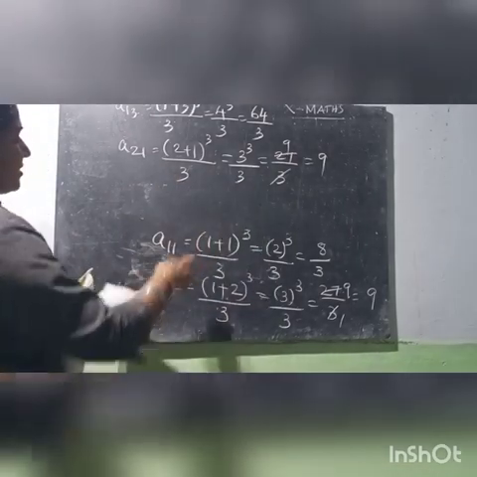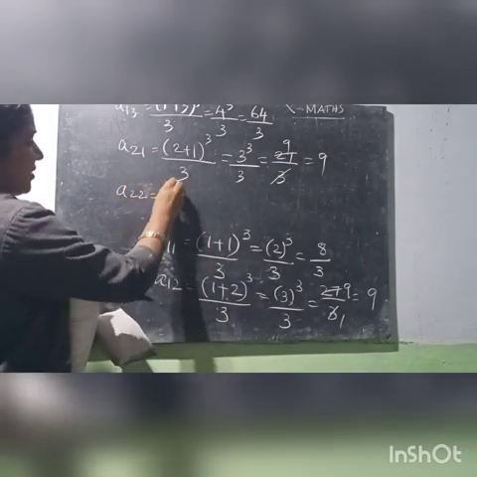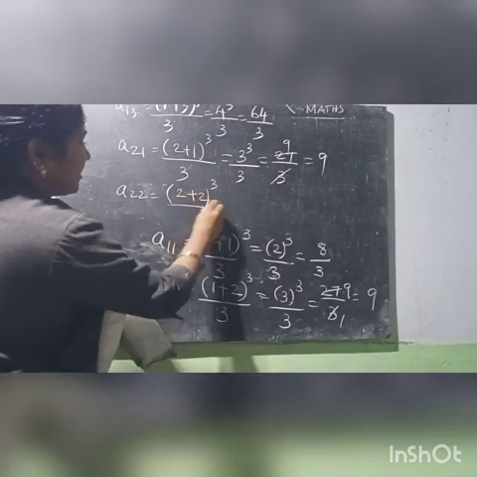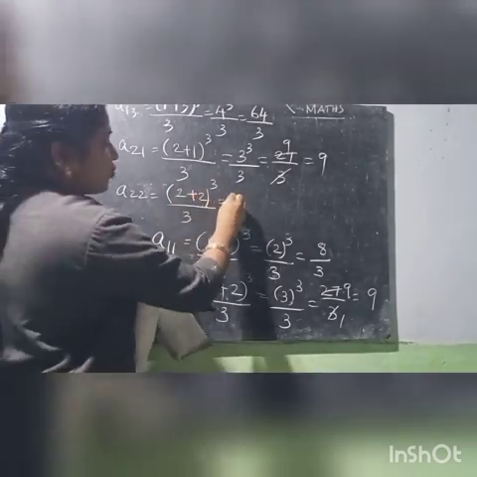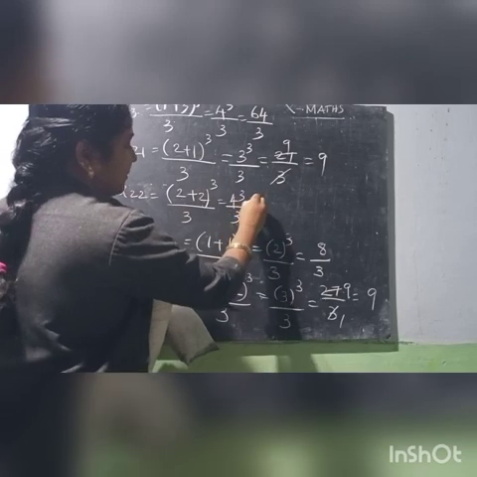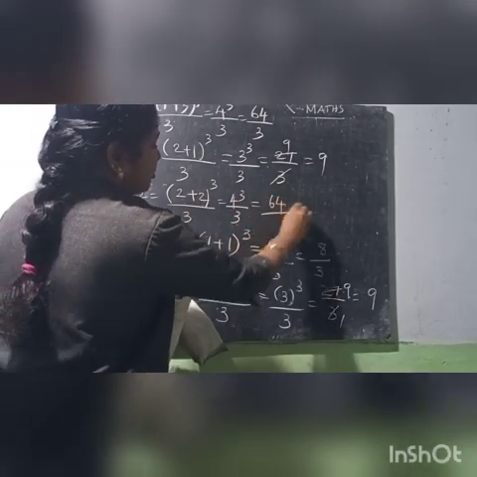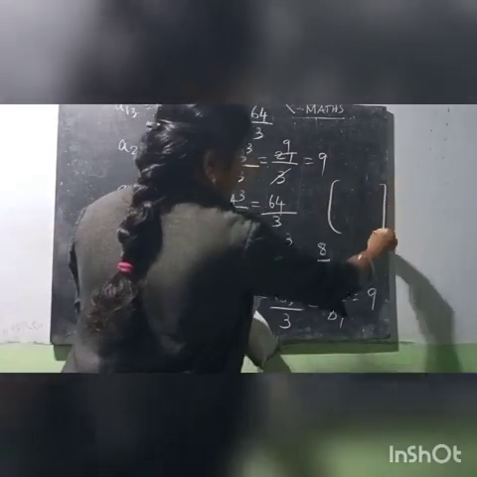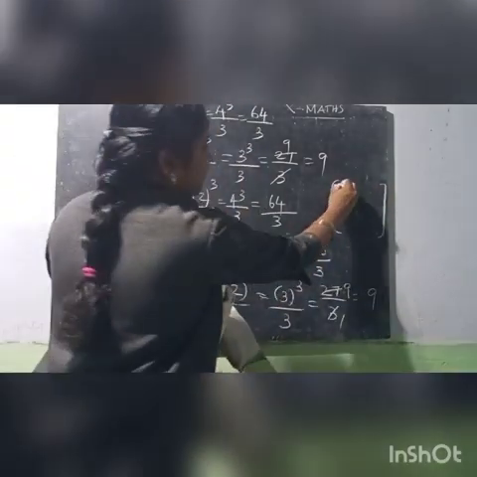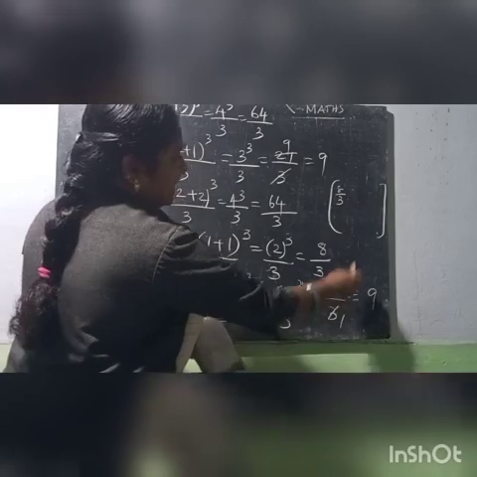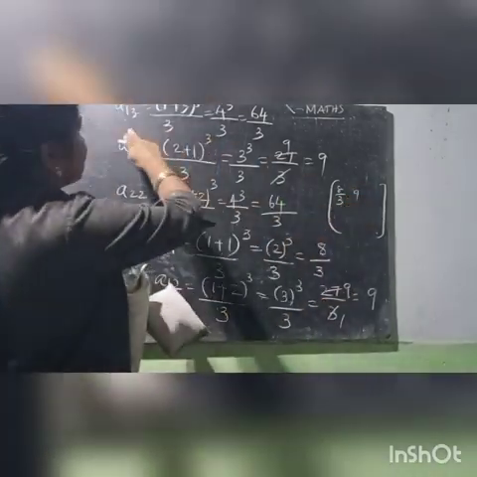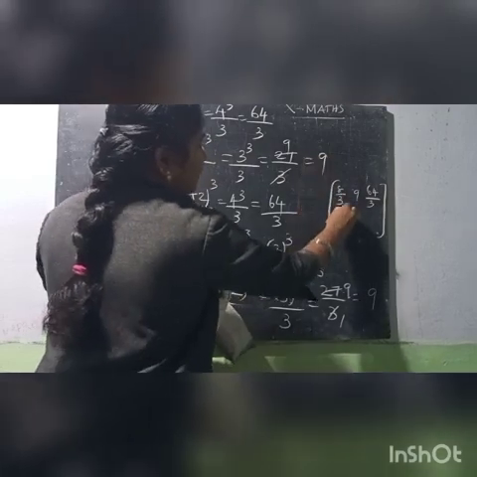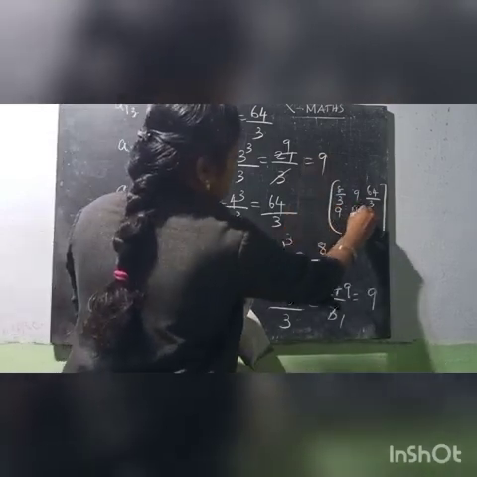Then next A22. i value 2, j value also 2. So (2 plus 2) power 3 divided by 3. 2 plus 2 is 4. So 4 power 3 divided by 3. 4 power 3 we know is 64 divided by 3. Write the elements. First element, we got 8 by 3. Then second element is 9. Then third element we got 64 by 3. Fourth element we got 9. Fifth element we got 64 by 3.